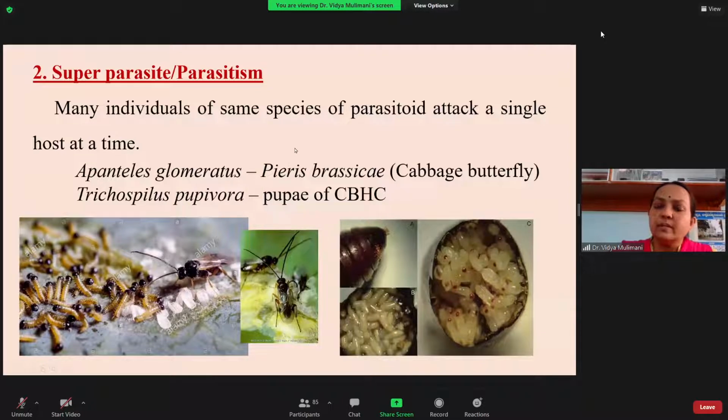You may be thinking, when many females are attacking a single host, what is the chance of survival? There also, the one that is strong survives, the female that lays eggs first. Those young ones will be stronger because they will hatch first and then defend themselves. The survival rate depends on survival of the fittest.